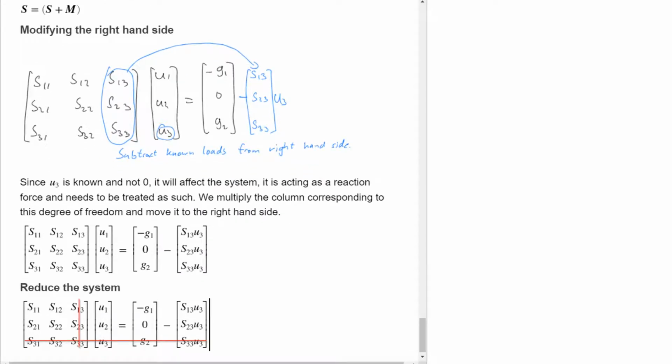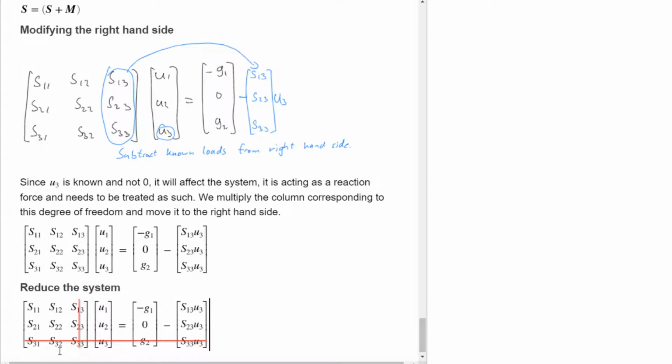So reducing the system means basically we're looking at, all right, what is known? Well, U3 is known. All of these, this whole equation here that has to do with U3 and this column is going to be just thrown away. We don't need it. That's not going to be our system of equations to be solved.